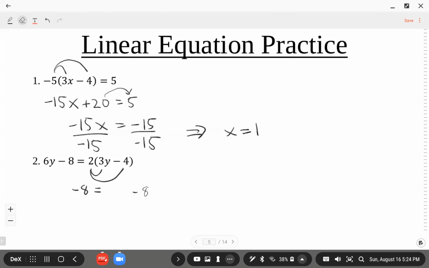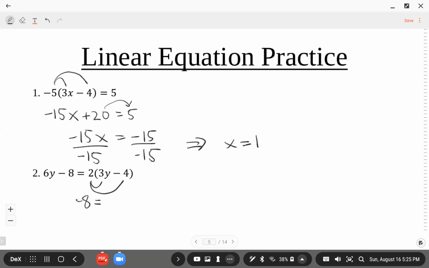So get this. Then we have -8 equals -8. And those cancel out. And 0 equals 0, right? Just 0 equals 0. You might think, well, x or y equals nothing, right? Y equals 0. No, that is not the case. This is what is called an identity solution.